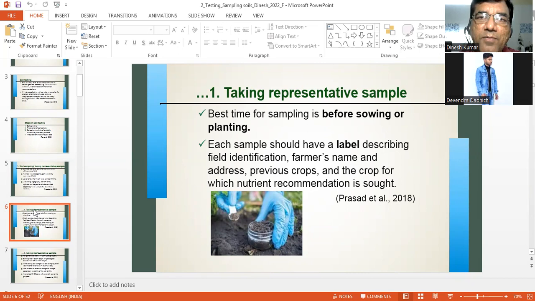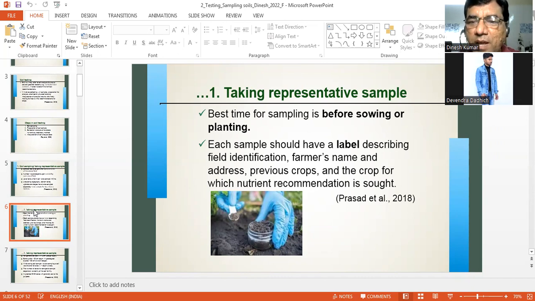Or what can be done if you do not have time, say 8 or 10 days before harvesting of the crop, one can take a sample, because at that stage the crop will not take any nutrient from the soil. So that is also a time. But it should never be taken from plowed fields.